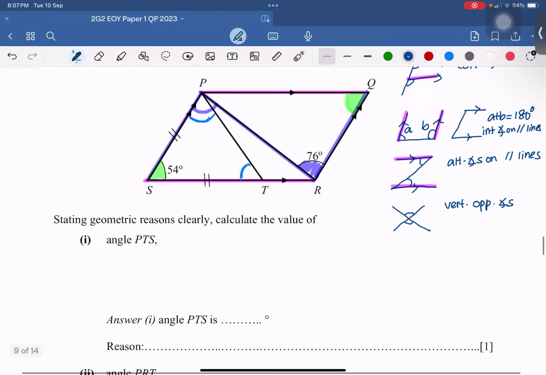All right, so angle PTS. If I want to find the angle PTS, this is the isosceles triangle.